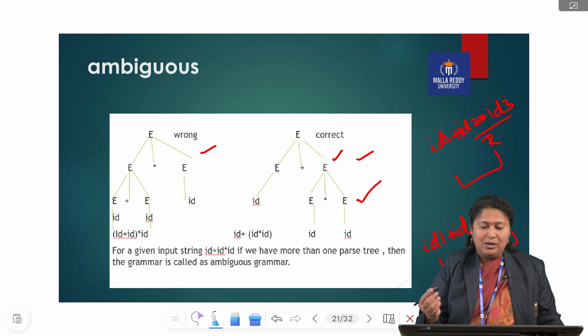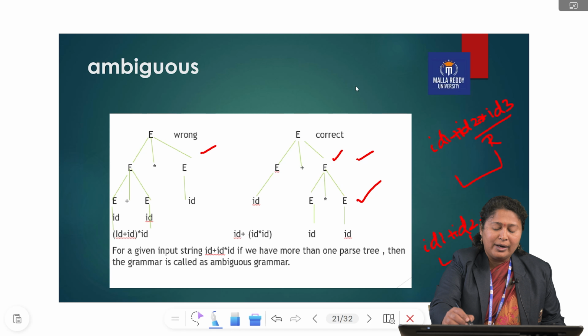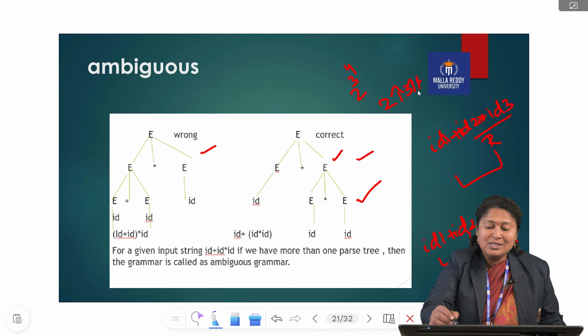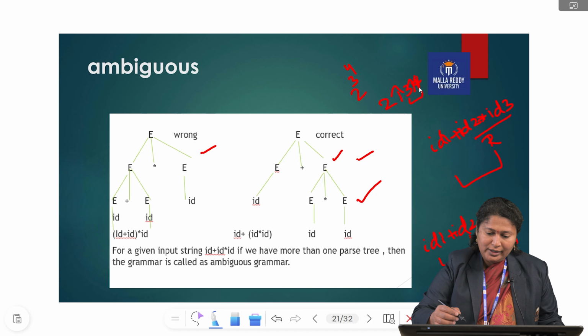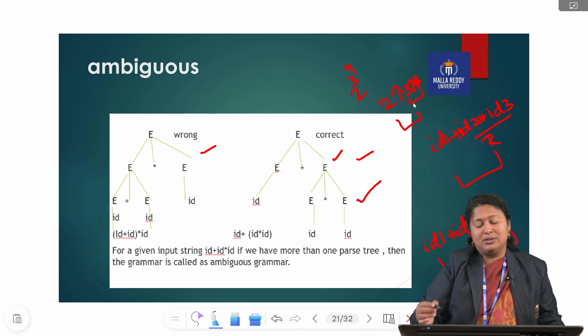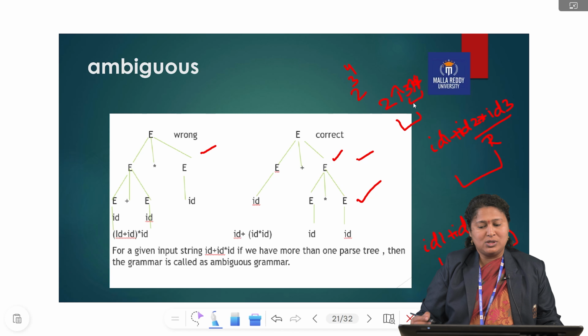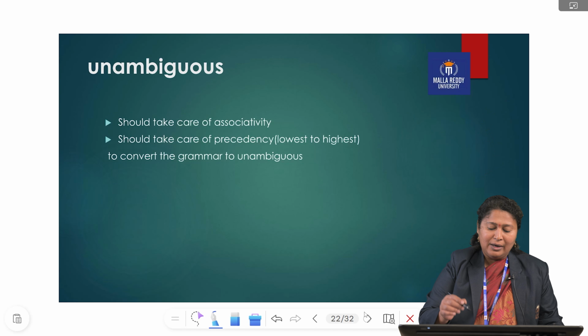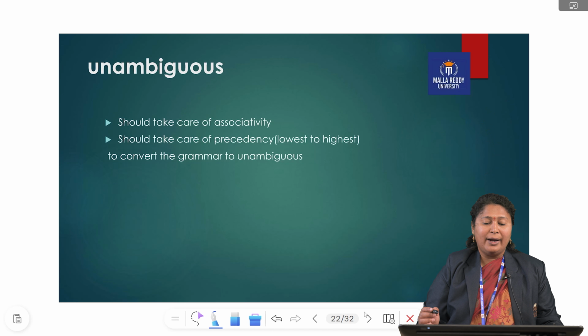But for some operators, suppose I have something like 2 power 3 power 4. So first what should be executed? First 3 power 4 should be executed, then 2 power that should be executed. So this is right associativity. For powers I will go with right associativity. So we have some rules for particular operators, whether we should follow left associativity or right associativity.